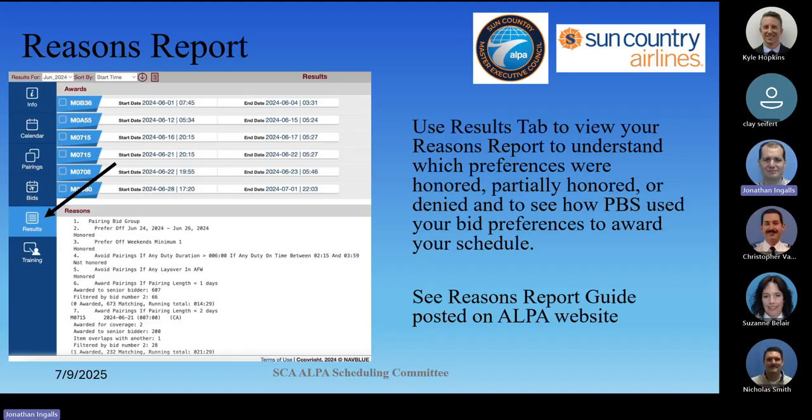Line 6, now we're asking for our awards. Award pairing if it's a turn. Well, if we go down here, 0 were awarded. There was 673 matching. Your running total is 1429. That means you started the month with 14 hours and 29 minutes of credit on your schedule. That number makes me think it's probably a carry-in pairing, but it could be some combination of carry-in pairings, vacation, and training as well. So why didn't we get any turns?